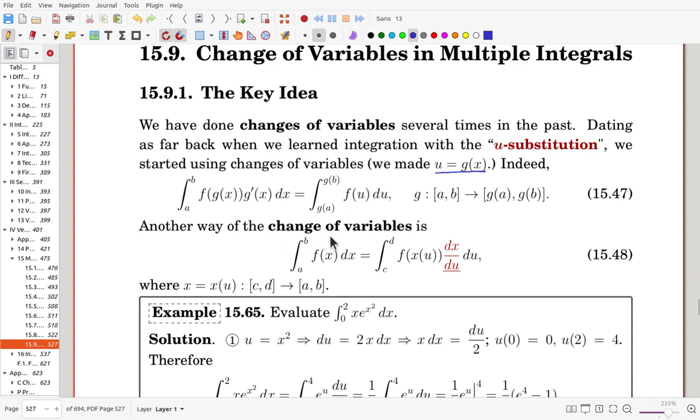Another way of the change of variables is here. Now we consider x as a function of u rather than u as a function of x. Then the differential dx will be in this form, and correspondingly the lower bound and upper bound must be adjusted as the limits of u. Let's see this example, then you can understand these two different ways of getting the change of variables.